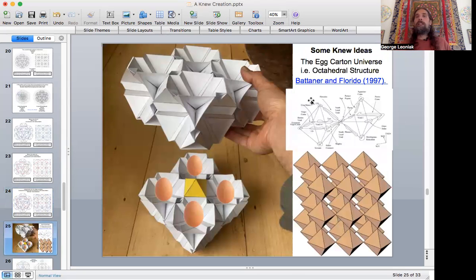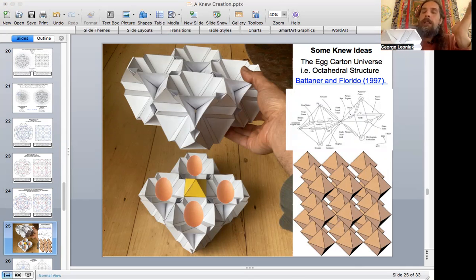We're almost getting to the end because I have some new ideas. And I always love this, going back to the universal structure of the egg carton universe, octahedral structure, first introduced in 1997. And, as I'm working on this, I'm like, wow, these are really some nice little egg containers here, right?